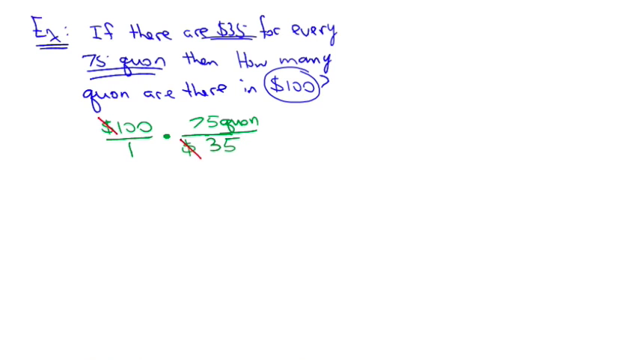So what's 100 times 75 divided by 35? 214.29. 28 or 29? 29. Always rounding for money, 2 decimal places. And this would be in Kwan. Whatever the heck a Kwan is.